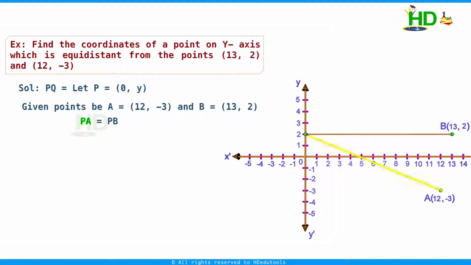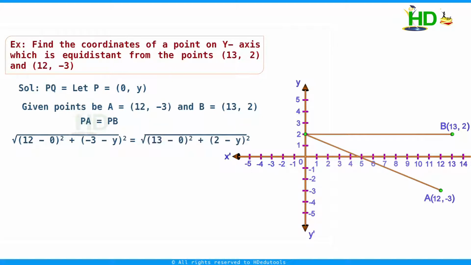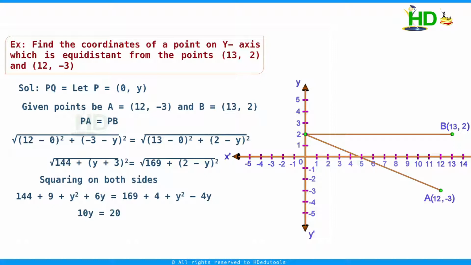Now what is PA? PA is nothing but root of (12 minus 0) whole square plus (minus 3 minus y) whole square, and PB is root of (13 minus 0) square plus (2 minus y) whole square. Now on simplification we get root of 144 plus (y plus 3) whole square equal to root of 169 plus (2 minus y) whole square, and on simplification we get y is equal to 2. Therefore the required point on y-axis is (0, 2).